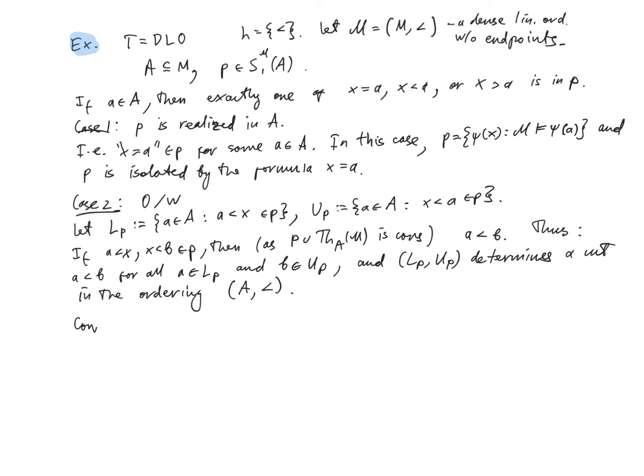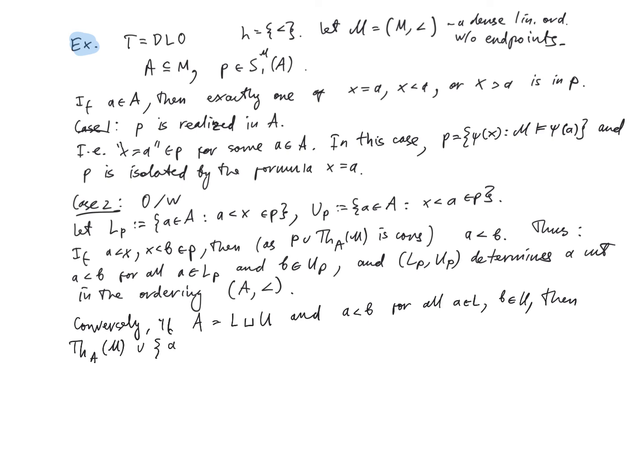Also note that conversely, if we have that A is a disjoint union of a pair of sets L and U, and we have that A is less than B for all A in L, B in U, then the theory of M with parameters from A, together with all formulas of the form A is less than X, A is in L, and X less than B, B is in U, is satisfiable, because by density of the linear order, for any finite set of formulas from this set, we can always find an element in between all the corresponding A's and B's.